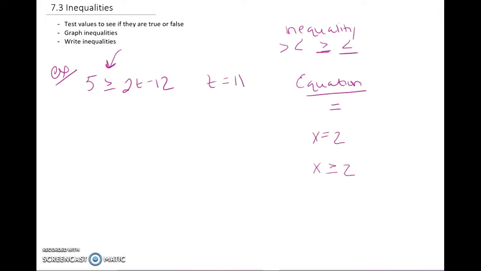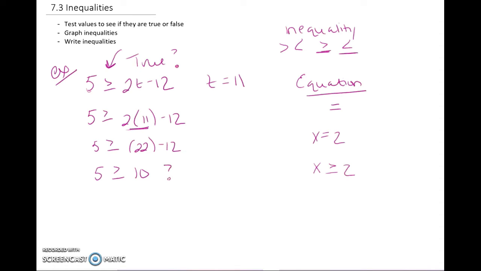So we have the expression 5 is greater than or equal to 2t minus 12. And we want to know, is this true when t equals 11? So we're going to do our substitution, which we've had lots of practice at. Hopefully you're feeling very comfortable with substitution. We're going to go ahead and make the substitution for t. And we're going to be very careful with our order of operations. We're going to make sure that we multiply this first, which is 22, before we subtract. And 22 minus 12 is 10.